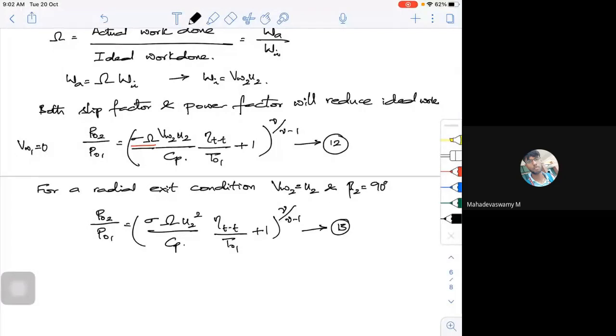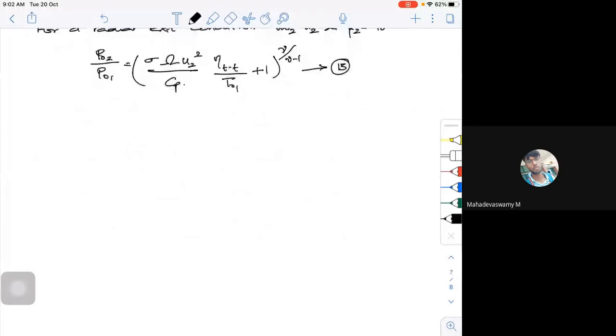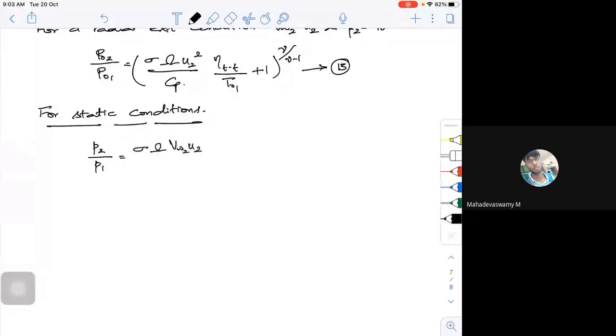Suppose I have a condition with static conditions. For static conditions, I can write equations 12 and 13 as P2 by P1 is equal to sigma into omega into Vw2 into U2 divided by Cp into the static to static efficiency divided by T1, plus 1, whole to the power of gamma by gamma minus 1. I am calling that equation number 14.